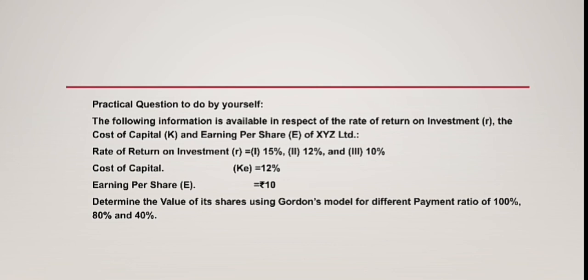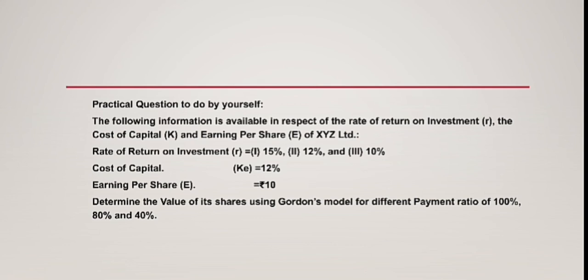So in all three categories you have to find three main answers, according to 100% dividend payout ratio, 80% dividend payout ratio, and 40% dividend payout ratio separately. And after getting all three categories, you have to conclude in which dividend payout ratio the company has the maximum market price per share for a particular share.